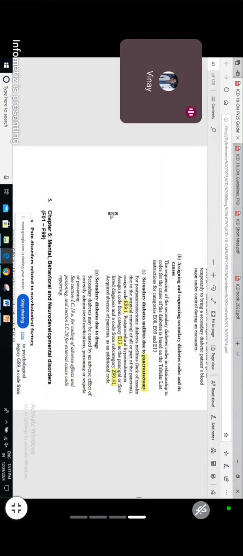E13 is for any other disease, other specified condition. Because we have three codes for secondary diabetes: E08, E09, E13. E08 is for six reasons; we have particularly given these six reasons. E09 is for drugs and chemicals. And then E13 is for any other reason which is causing diabetes. Good?